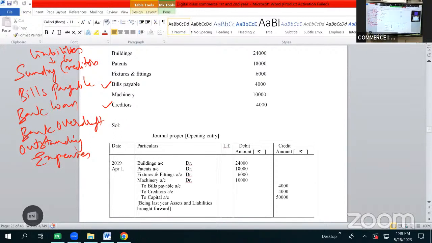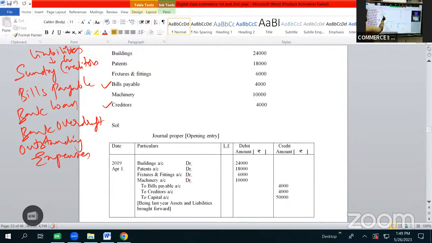So first we'll be writing all assets one after the other. First we have building. The date will be taken as 2019 April 1st and we'll be writing the name building as building account debit, and the amount 24,000 will be recorded on the debit side. Then we have patents. Even though it is an asset, it will be recorded on the debit side as patents account debit 18,000. Then we have fixtures and fittings 6,000. It will be recorded on the debit side as fixtures and fittings account debit 6,000.